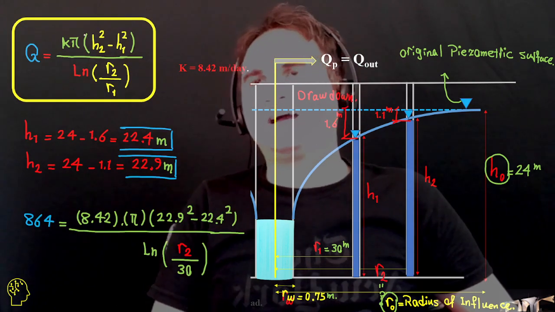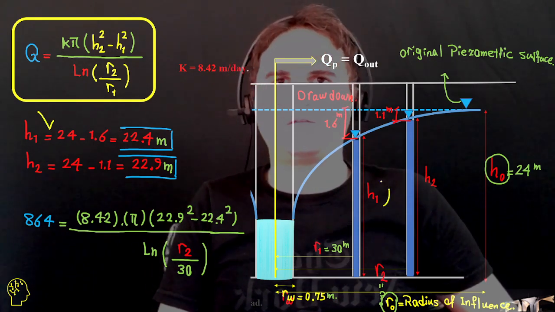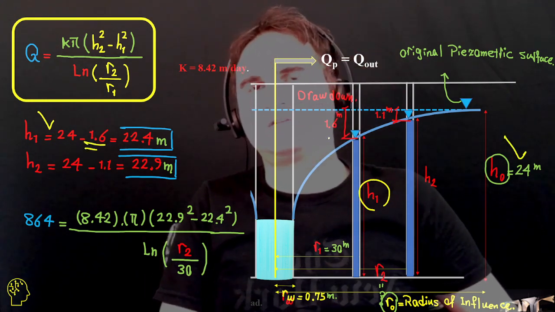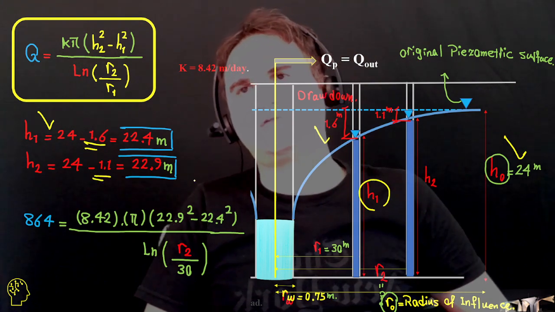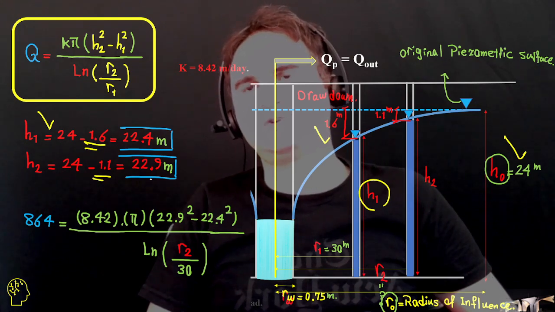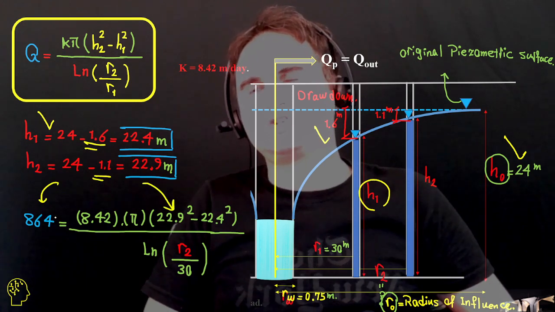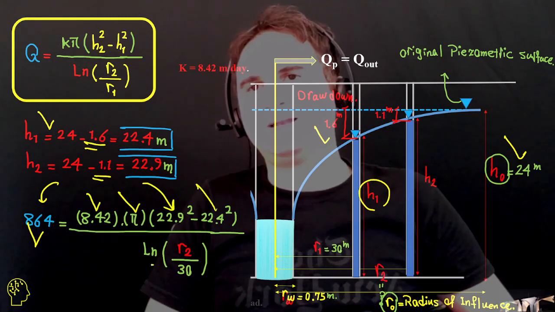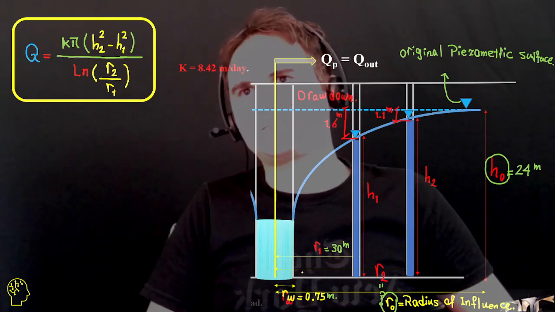Then, having that, we calculate H1, which is the height at the first well: the total height of the aquifer minus the drawdown of the first one, and likewise for the second one. We get H1 equal to 22.4 meters and H2 equal to 22.9 meters. Replacing H1 and H2 in our equation, it gives us Q equal to K times pi times H2 squared minus H1 squared over ln R2, where R2 is the unknown distance we are going to calculate.